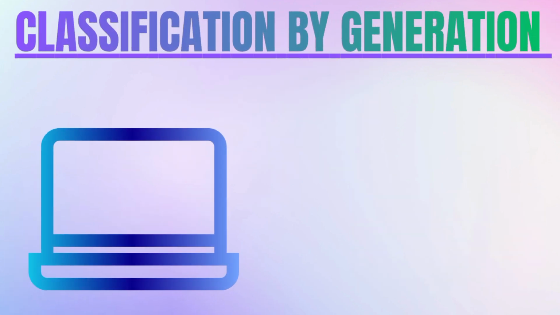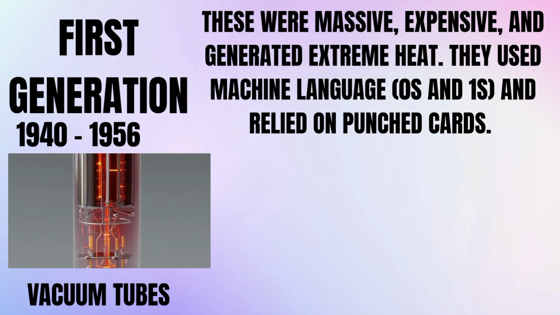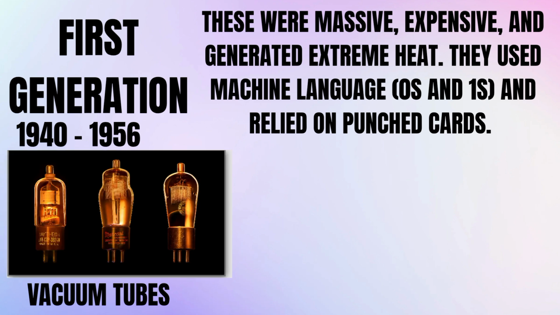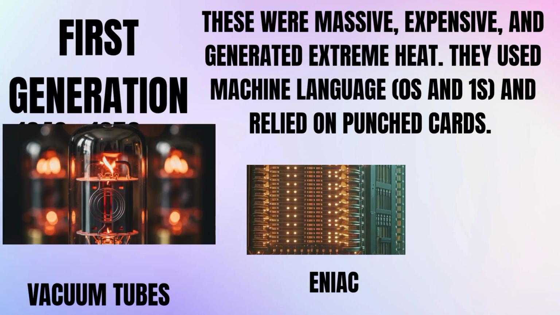Classification by generation. First generation, 1940 to 1956. Vacuum tubes. These were massive, expensive, and generated extreme heat. They used machine language, zeros and ones, and relied on punched cards. Example: ENIAC, UNIVAC.